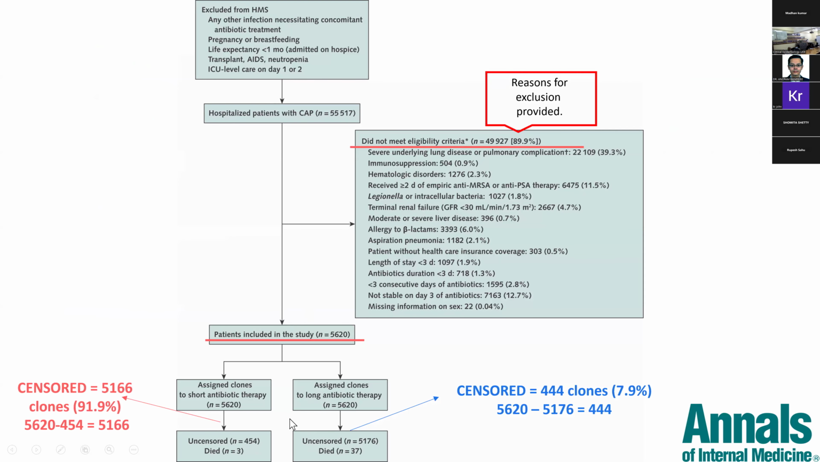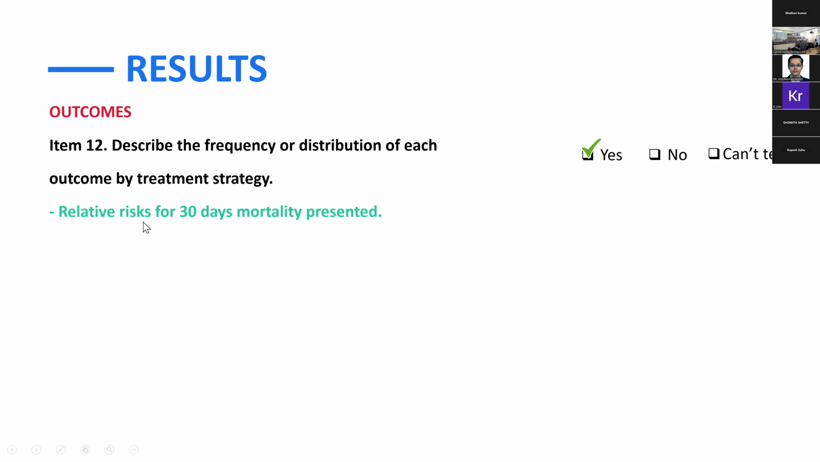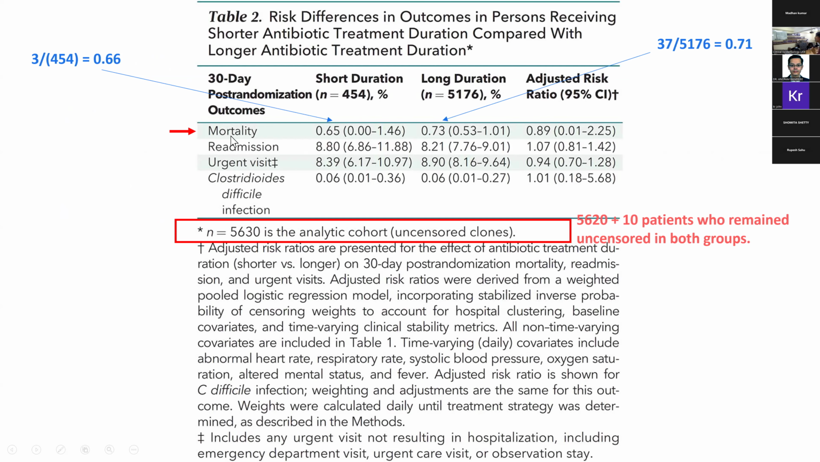However, it is not given as to which treatment strategy they belong to. Describe the frequency or distribution of the outcome by treatment strategy. So, relative risks for 30-day mortality was presented. So, this is the results table. We are looking only at 30-day mortality. They have done the relative risk for people in the short course arm versus the long course arm. Now, see here their N is actually 5630 because they had 20 clones who were not censored in either group, but they have not written that in their main diagram.